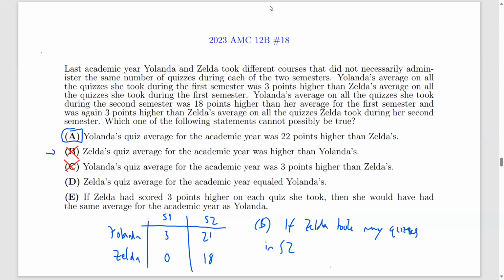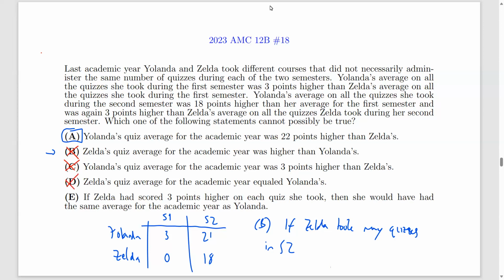Choice D, Zelda's quiz average for the academic year equaled Yolanda's. Again, this could happen if we set the number of quizzes in semesters 1 and 2 accordingly. For example, suppose Zelda took one quiz in semester 1 and one in semester 2, and averaged 9 points. Then we can freely choose the number of quizzes Yolanda took in semesters 1 and 2 so that Yolanda averaged 9 points. We see that this could happen.